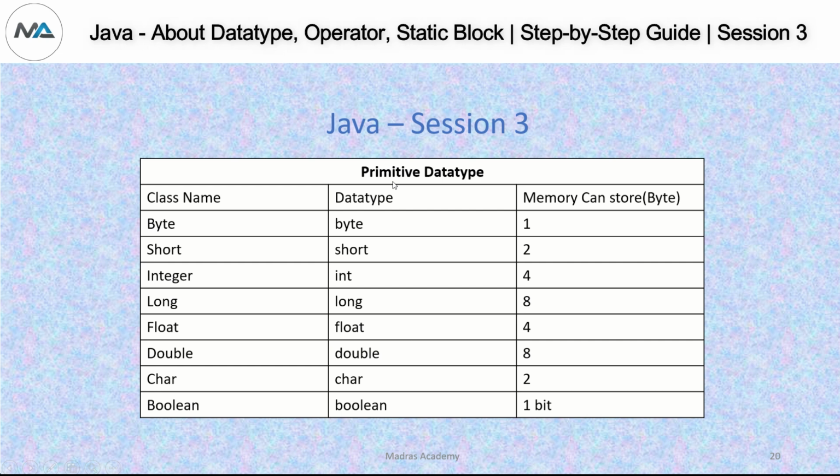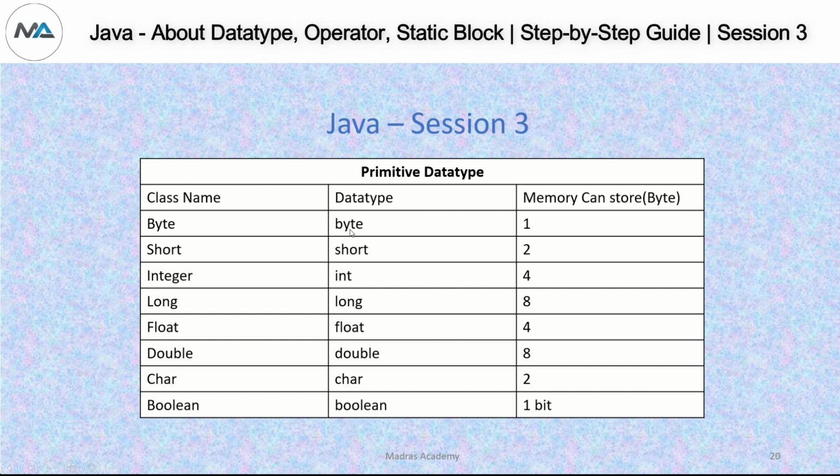Next, in primitive data type, how are we getting these primitive data types? So these are all the data types: byte, short, int, long, float, double, char, boolean. In small letter we have to write it. So these are all the data types. Using these data types, we need to declare the variable in our code.